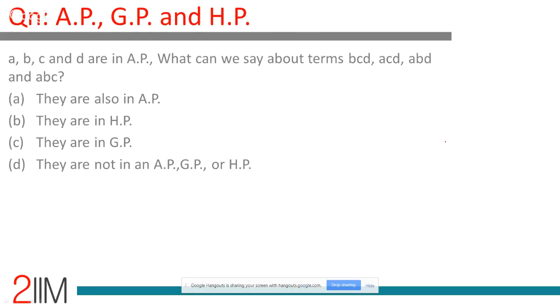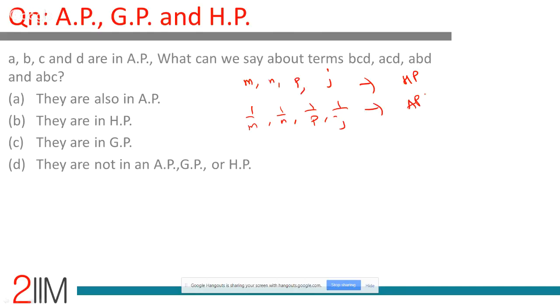Then AP, HP, GP. What is the meaning of HP? Four terms M, N, P, and J are in HP. This means the terms 1 by M, 1 by N, 1 by P, and 1 by J, the reciprocals of terms in HP, will have to be in AP. So what can we say about terms BCD, ACD, ABD, and ABC?